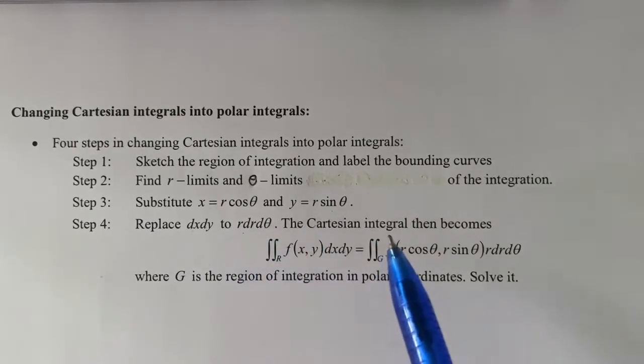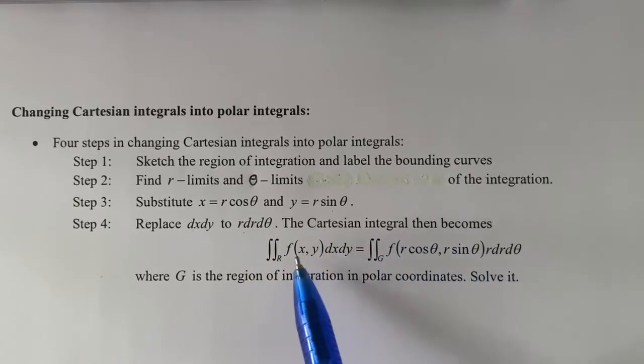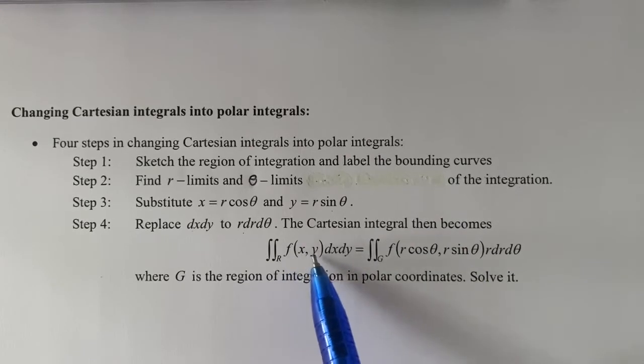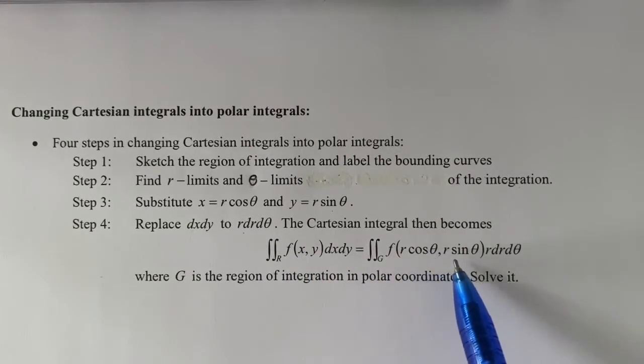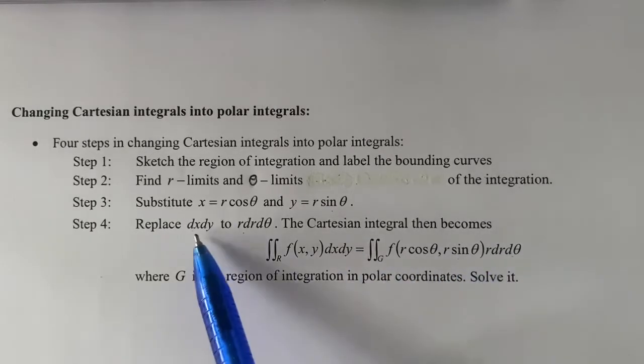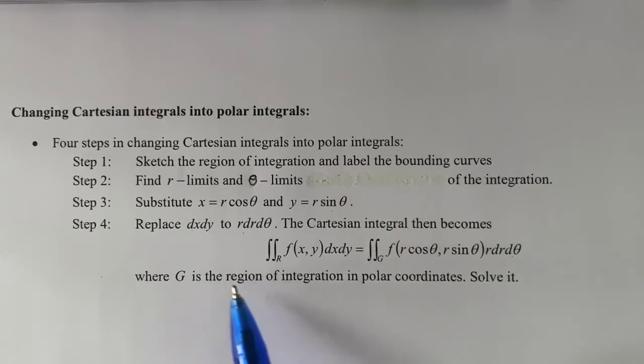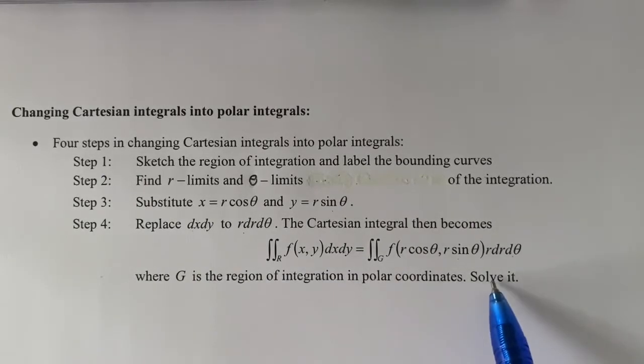So the Cartesian integral of f(x, y) dx dy becomes f(r cos theta, r sin theta), which is x and y, times r dr d theta, which is dx dy, where G is the region of integration in polar coordinates. And then we need to solve the integration.